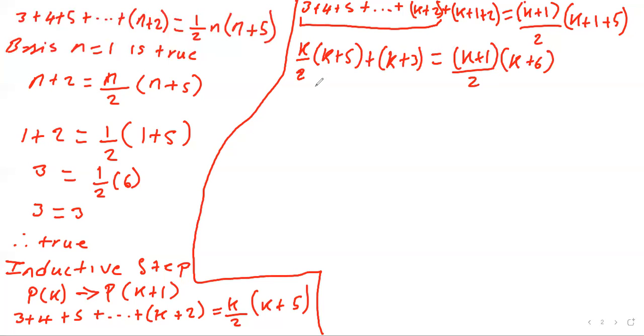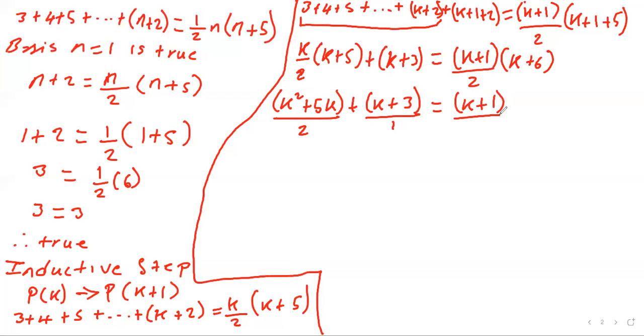All right. So now we are just going to multiply the fraction by what's in the bracket. That's going to leave us with k squared, k times k squared, sorry, k times (k + 5) is k squared + 5k, all of that over 2, plus k + 3. Let me just put that over 1 because I'm going to be adding them. And that's going to leave us with (k + 1) over 2 times (k + 6) on the right. All right. So now we're just going to add these two fractions together.